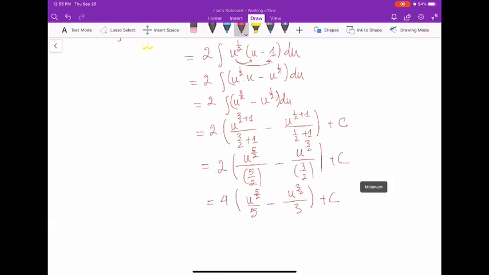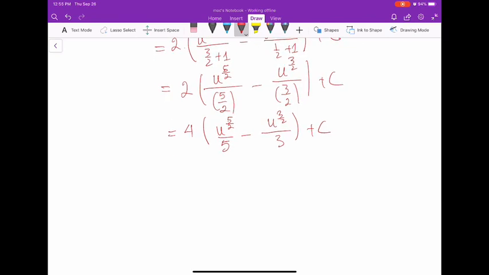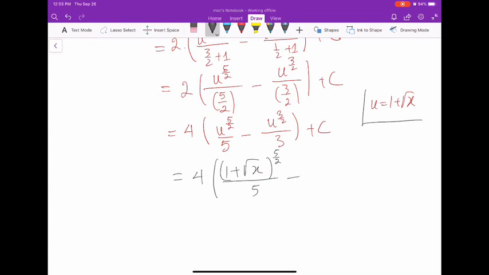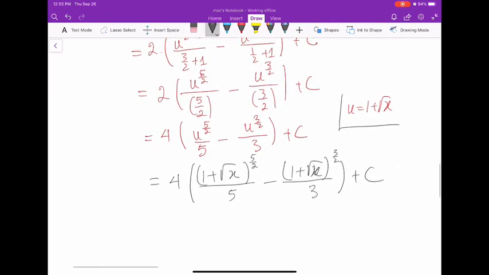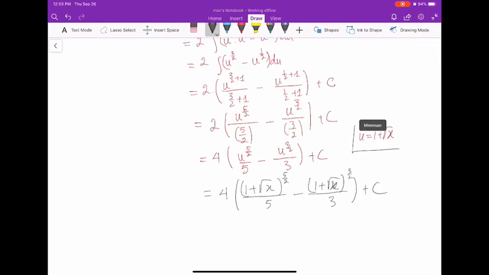And then I have to bring x back here, right? Since we already put u equal to 1 plus square root of x, this is equal to 4 times (1 plus square root of x) to the 5/2 over 5, minus (1 plus square root of x) to the 3/2 over 3, plus c. This is the antiderivative of our function. It looks really big, right?